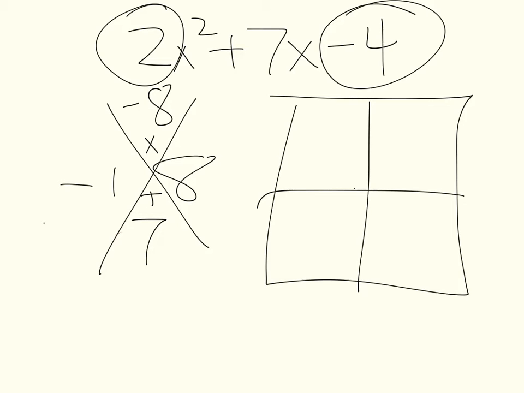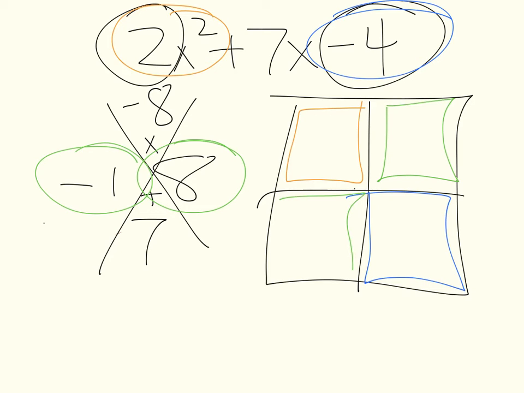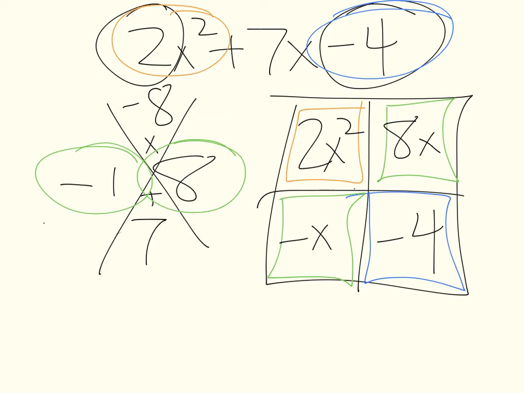So then again, this is going to go in my first box. This is going to go in my last box. And these two numbers are going to hang out in my other two boxes. So I'm going to get 2x squared, I'm going to get negative 4, I'm going to get 8x and negative x. All of those coming from those different locations.